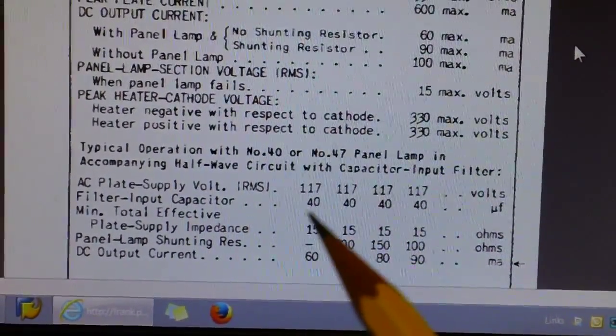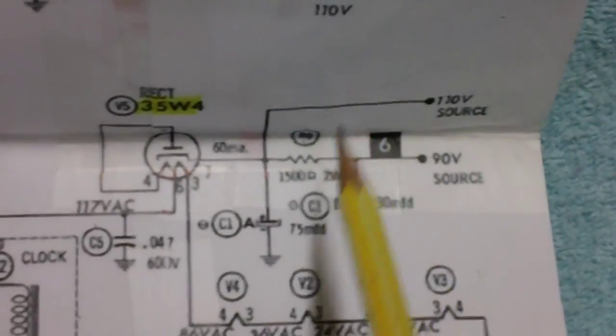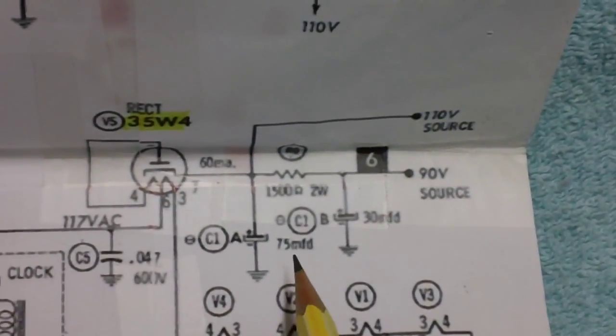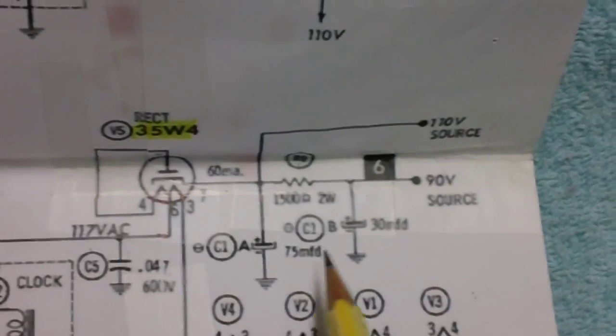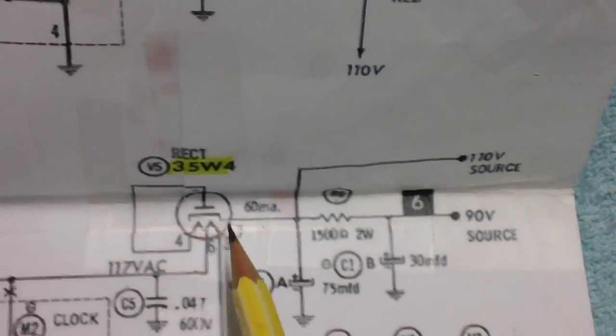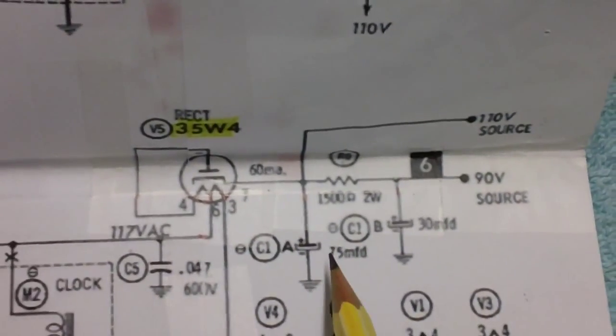Well, let's take a look and see what we've got. What we've got is 75 microfarads. The tube data says go with 40, and we've got 75. Now we've got a 30 over here, but ours is 75 right out of the rectifier. How can they get away with that?